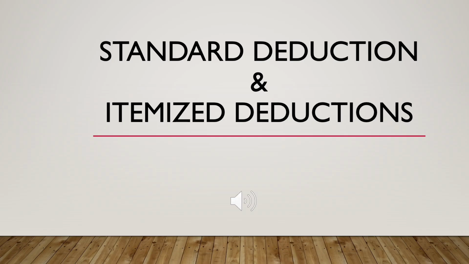The standard deduction amounts are based on a taxpayer's filing status and are adjusted every year for inflation. The filing statuses are single or married filing separately, head of household, married filing jointly, or qualified surviving spouse, and there is a dependent standard deduction.